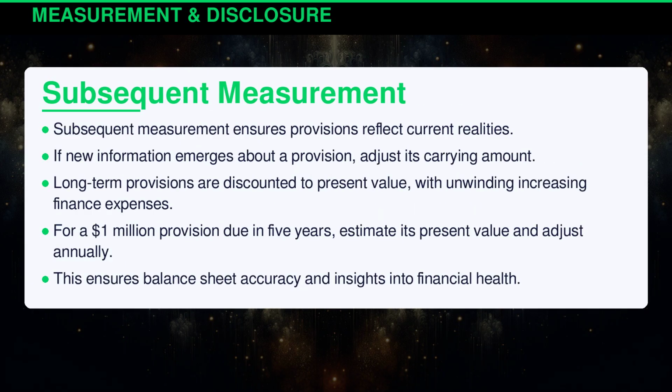Subsequent measurement ensures provisions reflect current realities. If new information emerges about a provision, adjust its carrying amount. Long-term provisions are discounted to present value, with unwinding increasing finance expenses. For a $1 million provision due in 5 years, estimate its present value and adjust annually. This ensures balance sheet accuracy and insights into financial health.